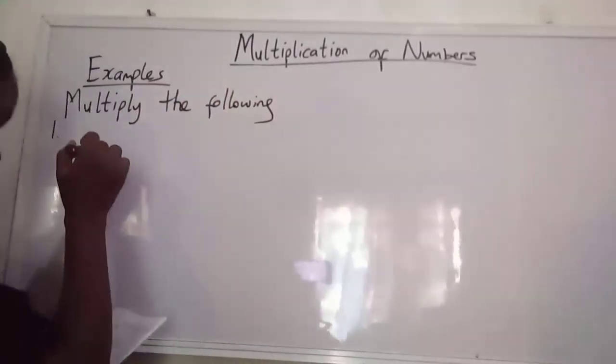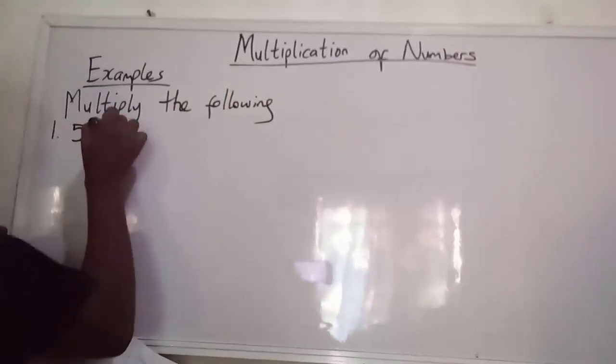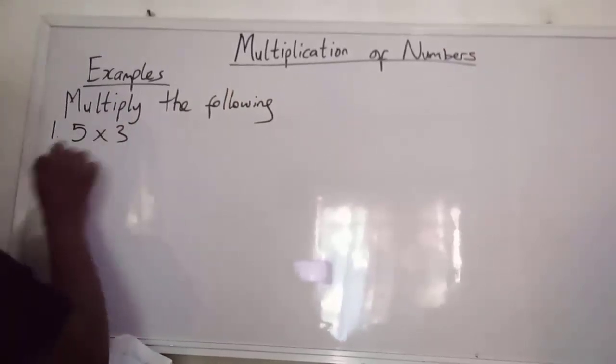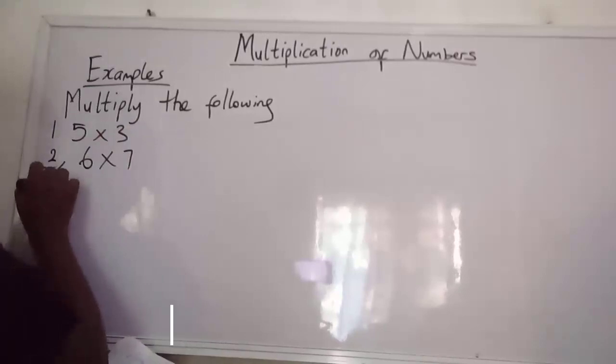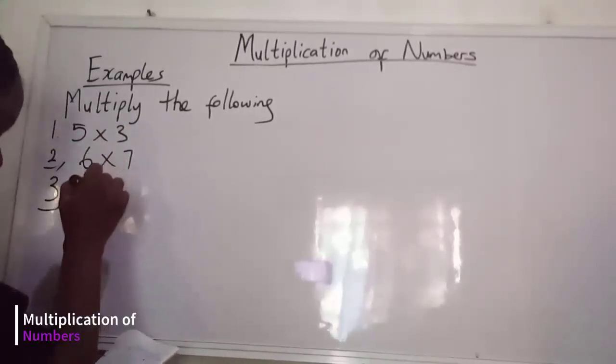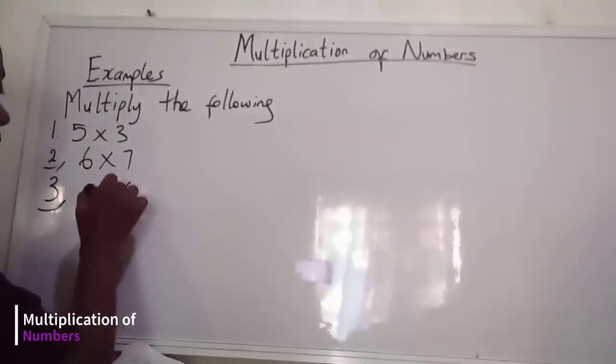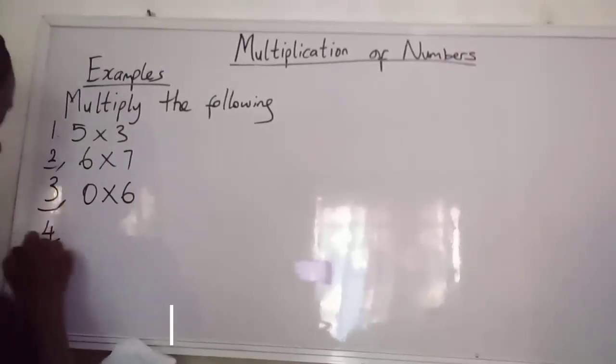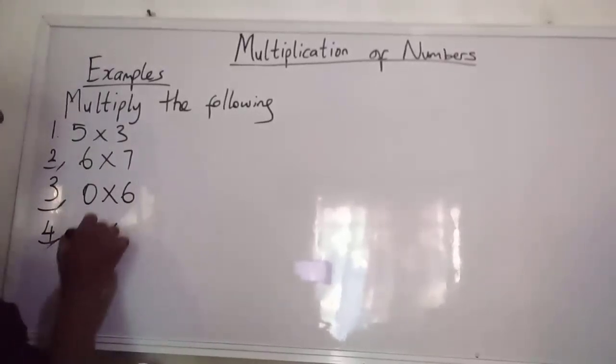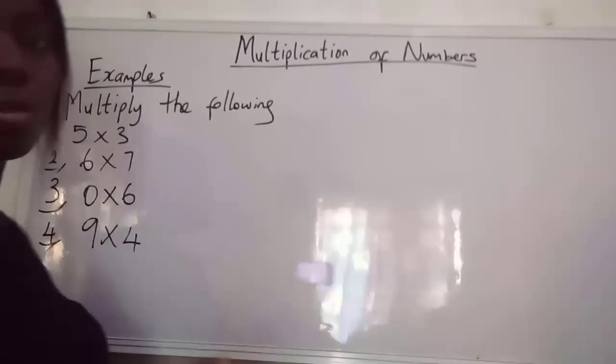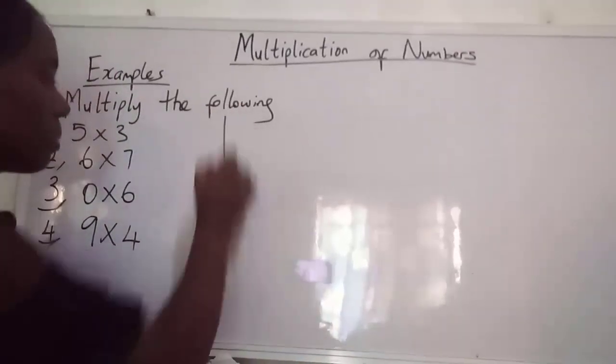Number 1, we have 5 times 3. Number 2, 6 times 7. Number 3, 0 times 7 times 6. Number 4, 9 times 4. I'm going to teach you an easy way to solve this.